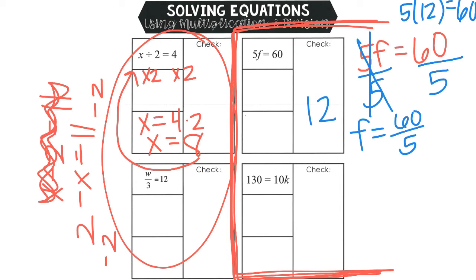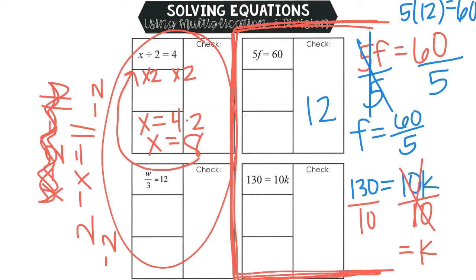So the next one says 130 equals 10K. And remember, 10K is the same as 10 times K. To undo the multiplication, I'm going to divide by 10 on both sides of the equal symbol. So that 10 on the right would be canceled out, and I'm left with K. And 130 divided by 10, so if I have $130 and they're all in $10 bills, how many of them would I have? Just cancel out those zeros, and that tells me that I have 13 of them.